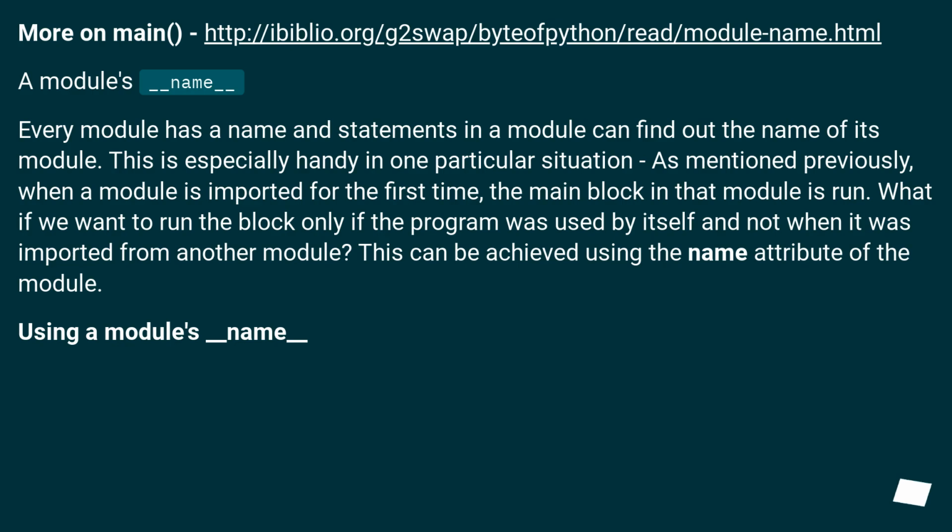More on main, this URL. A module's __name__. Every module has a name and statements in a module can find out the name of its module. This is especially handy in one particular situation, as mentioned previously: when a module is imported for the first time, the main block in that module is run. What if we want to run the block only if the program was used by itself and not when it was imported from another module? This can be achieved using the __name__ attribute of the module. Using a module's __name__.